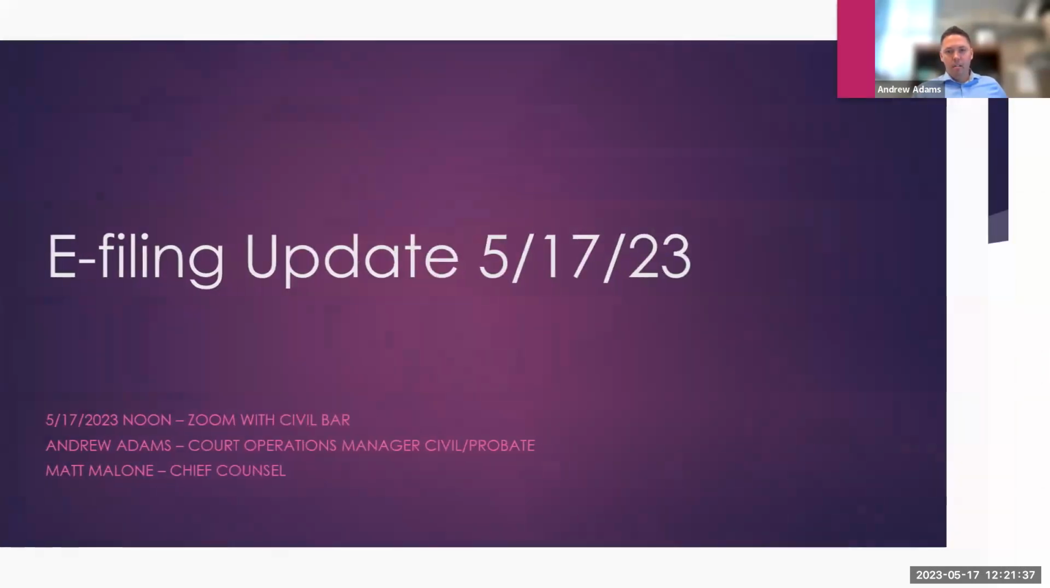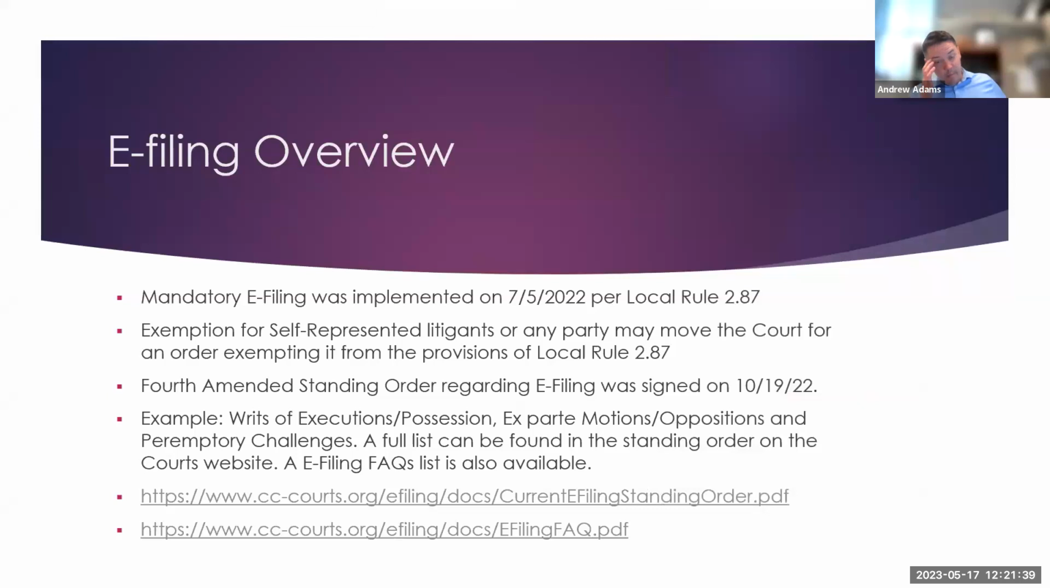Excellent. All right, so e-filing overview. Matt talked about a lot of this, but I'll just point on it again. E-filing was mandatory starting 7/5/2022, last year, under that local rule. As Matt said, there are exceptions for self-represented litigants, or any party can move the court for an order exempting it from that provision. Matt also talked about the fourth standing order regarding e-filing, which was signed on 10/19/2022.